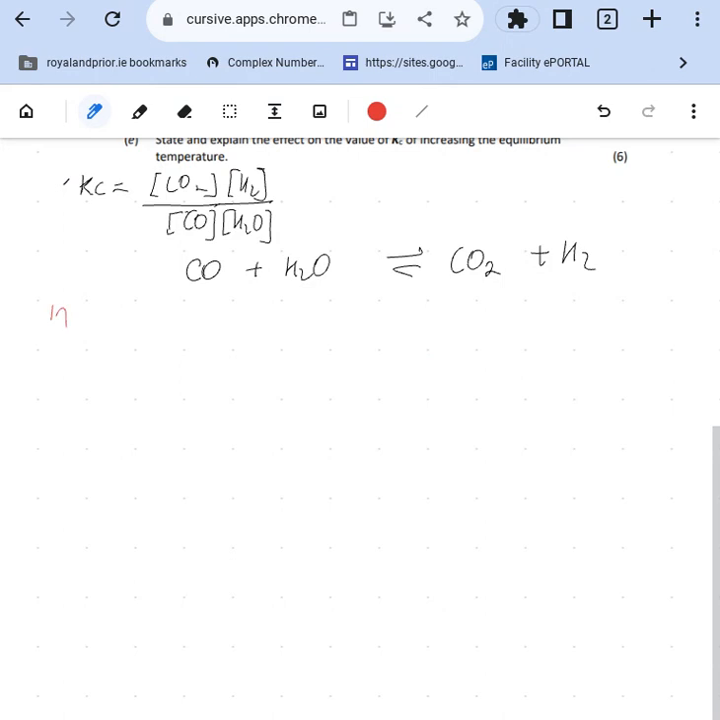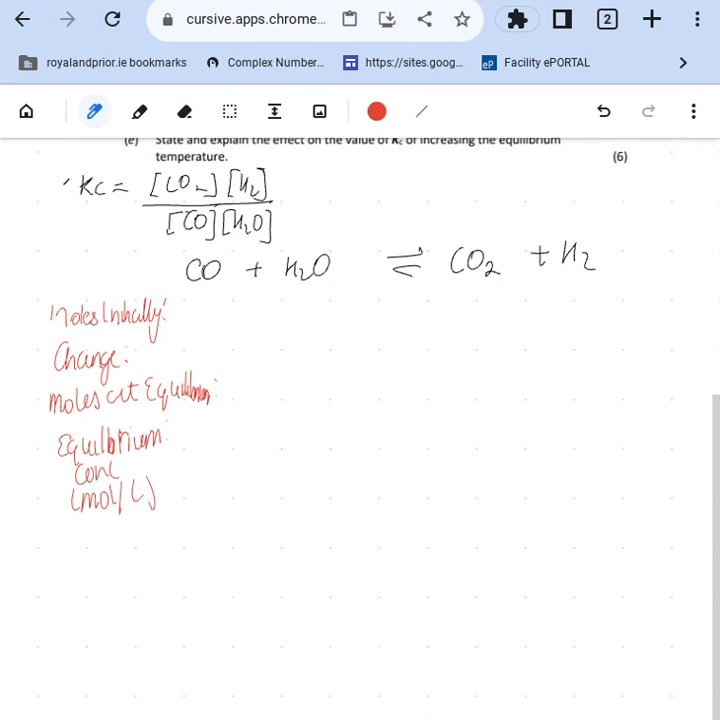So I've got moles initially. Change. Moles at equilibrium. And equilibrium concentration. The only thing different there, it's in moles per litre. So excuse my bad writing and all. I'm trying to squeeze this all in, which is a disaster.